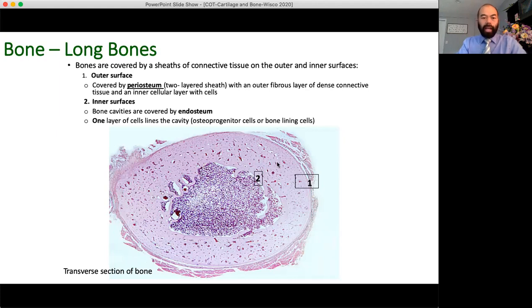There's only one layer of cells on that cavity, and these cells are often called bone lining cells. Sometimes they have osteoprogenitor cells, but for the most part, you can't really tell the difference between the two. So we typically refer to them as bone lining cells.